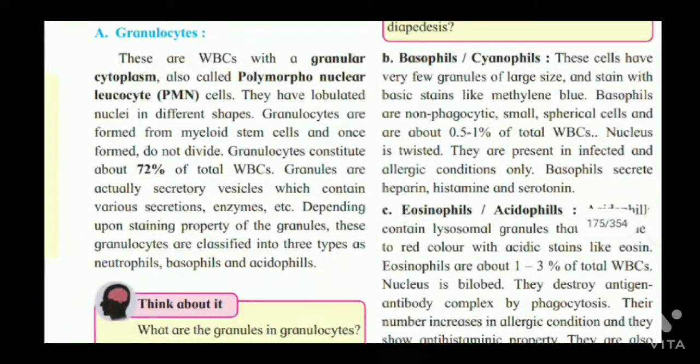Let's come to basophils. Basophils are also called cyanophils. These cells have very few granules of large size and stain with basic stains like methylene blue. Basophils are non-phagocytic, small spherical cells and are about 0.5 to 1% of total WBCs. The nucleus is twisted. They are present in infected and allergic conditions only. Basophils secrete heparin, histamine and serotonin.